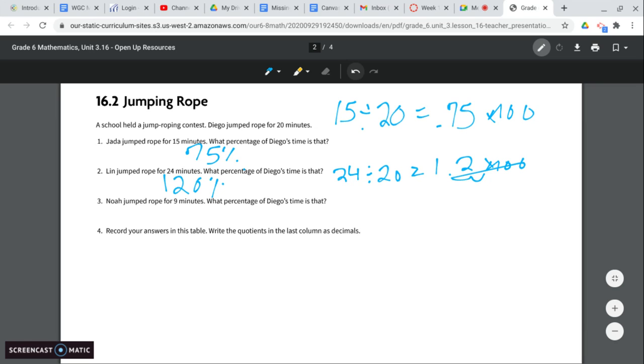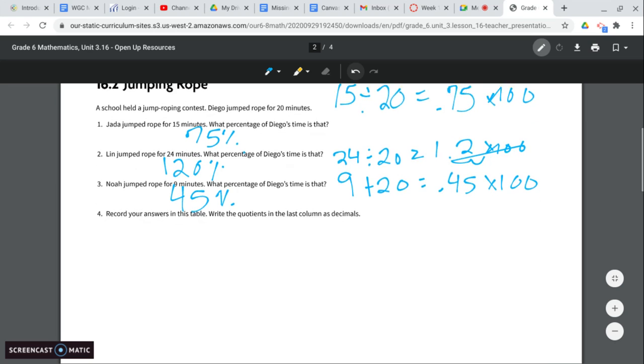All right, Noah jumped for 9 minutes. What percentage of Diego's time is that? So we take 9 and divide it by 20. When we divide 9 by 20, we're going to get 0.45. We multiply that by 100. So that means he jumped for 45% of Diego's time.